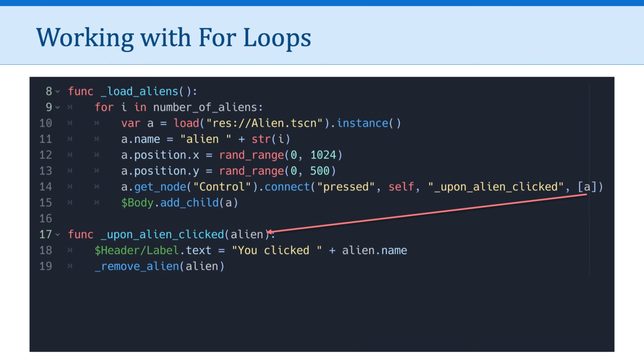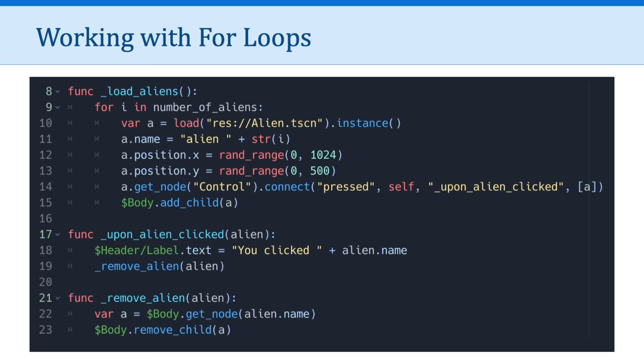And then importantly, in line 19, I'm calling another function called remove alien. And I'm passing a reference to the alien that the user clicked on. So let's take a look at that function. I'm saying remove alien, alien, and then I'm creating a var a, and I'm saying get the node that has the name alien.name. Again, this is dynamic code. I don't have to tell it exactly which alien I want. I'm just telling it get whatever one the user clicked on.